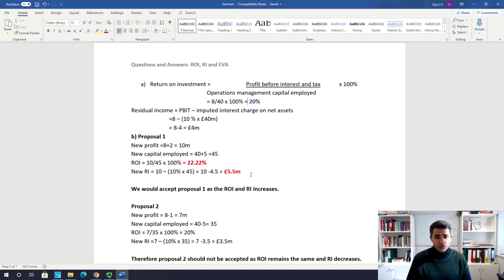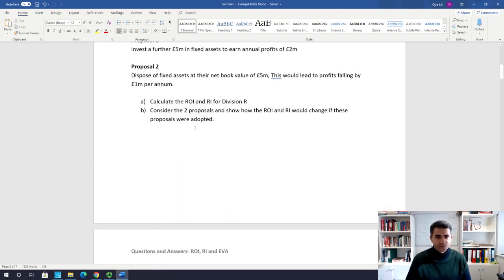Also, in terms of ROI, as you see, there is an extra 1.5 million, which is above the 4 million pounds. Okay, so very simple. Yes, accepted. We accept the project because it does increase ROI and RI. Fair enough. That's based on proposal 1. So what we need to do right now is look at proposal 2. Okay, let's have a look at proposal 2.